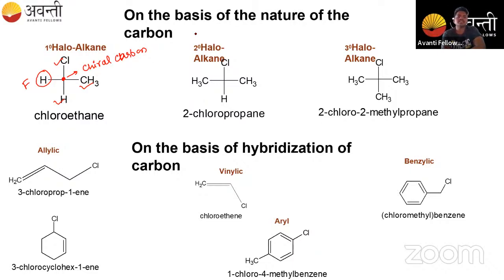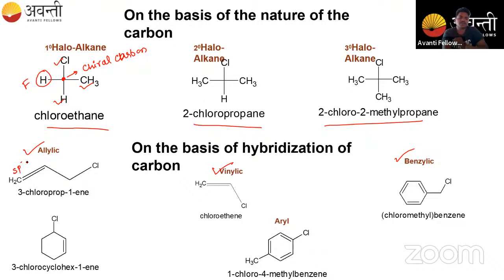Then, based upon the nature of the carbon, we can also give the names. So this is chloroethane, and here you can see 2-chloropropane and 2-chloro-2-methylpropane. IUPAC names you can easily give. Very, very important: allylic, vinylic, benzylic. These are highly important from the examination point of view, because how to determine allylic is very important. Remember how to decide allylic.